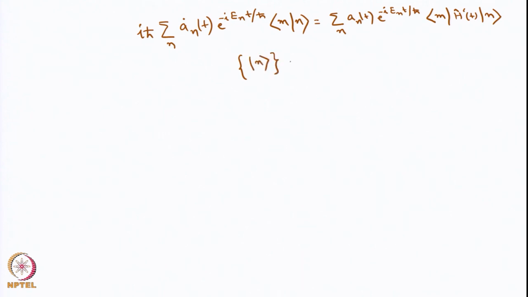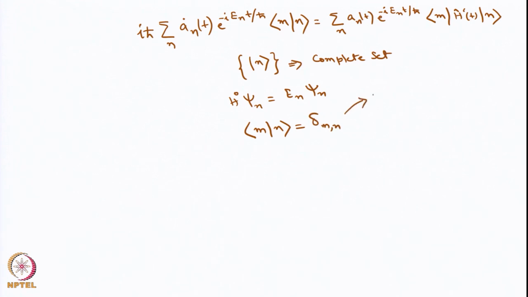these form a complete set, and these are solutions of H naught, they are orthogonal or orthonormal. That means the integral of psi m psi n is equal to delta m n, that is nothing but equal to 1 when m is equal to n and equal to 0 when m is not equal to n.